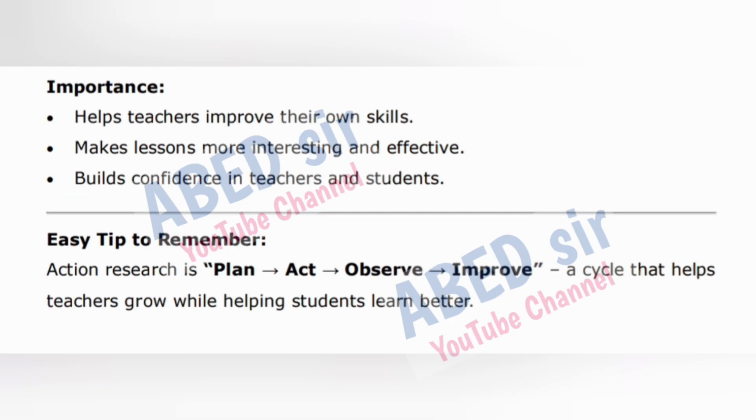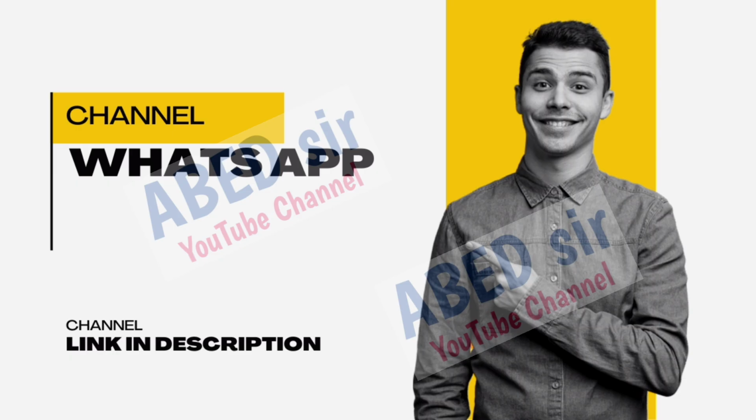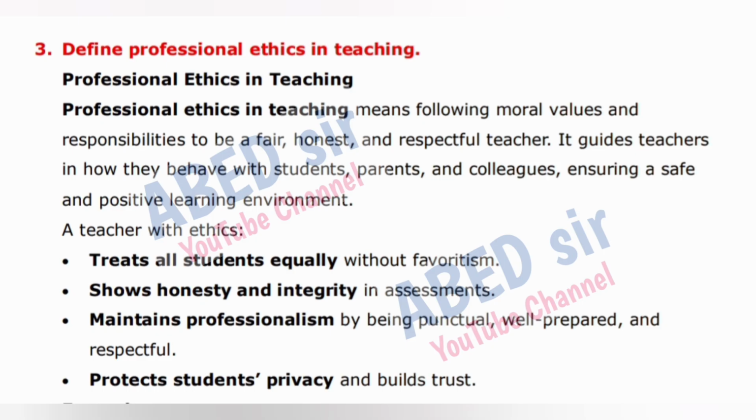Importance: helps teachers improve their own skills. Makes lessons more interesting and effective. Builds confidence in teachers and students. Easy tip to remember: action research is plan, act, observe, improve, a cycle that helps teachers grow while helping students learn better. Next important short question is: 3. Define professional ethics in teaching.